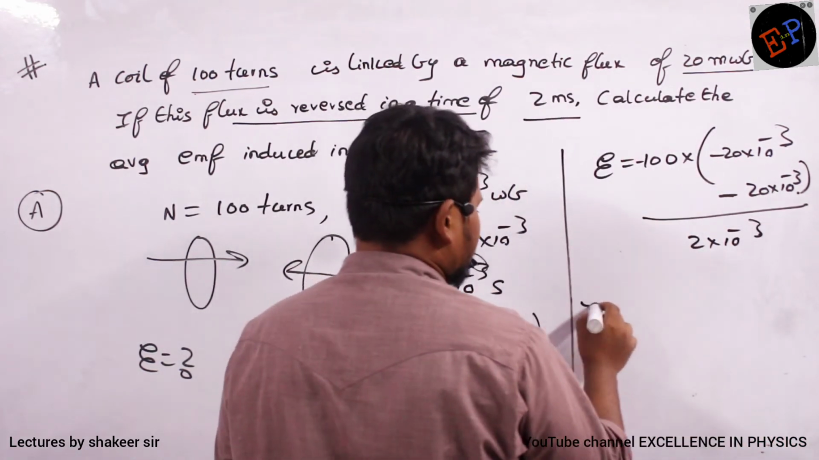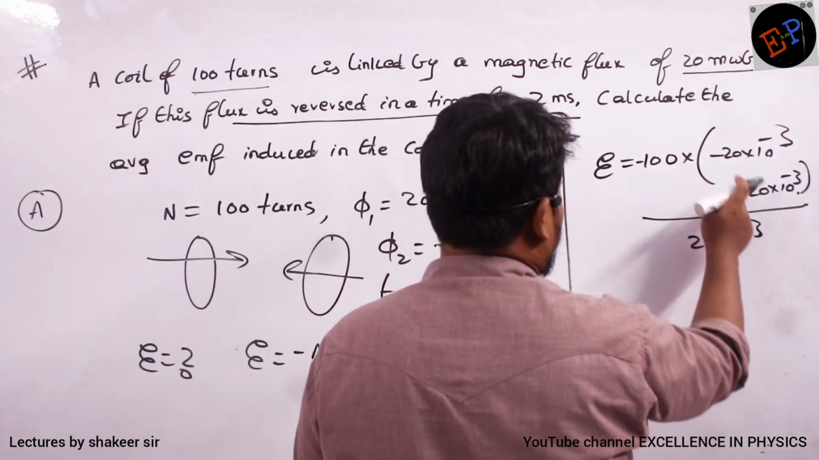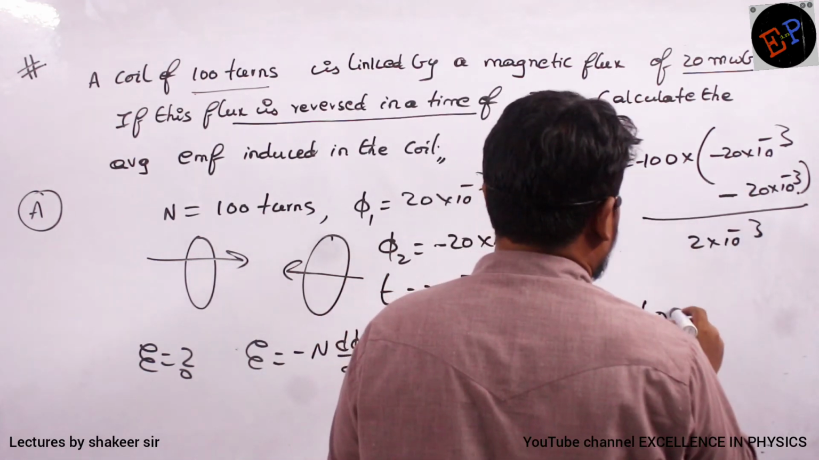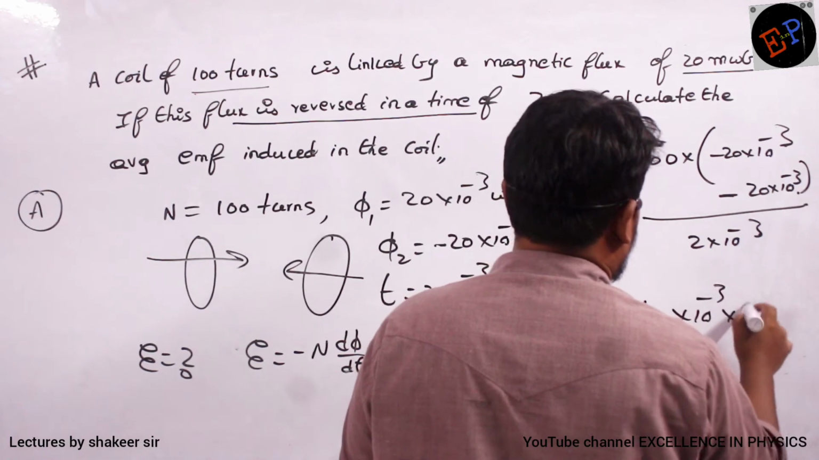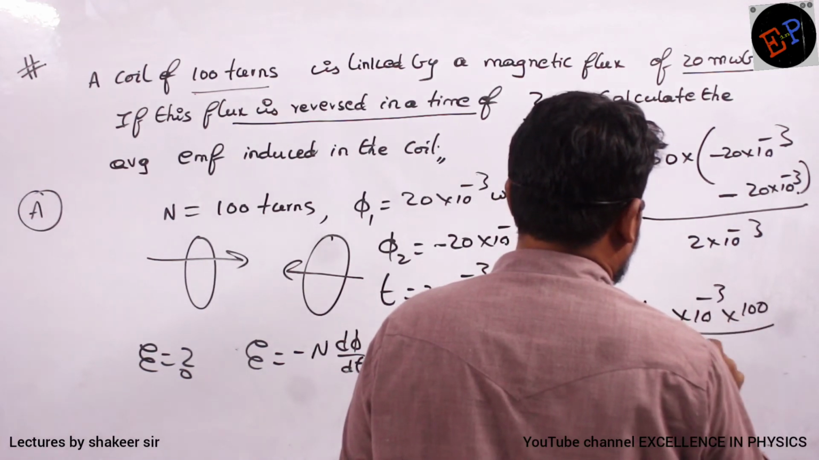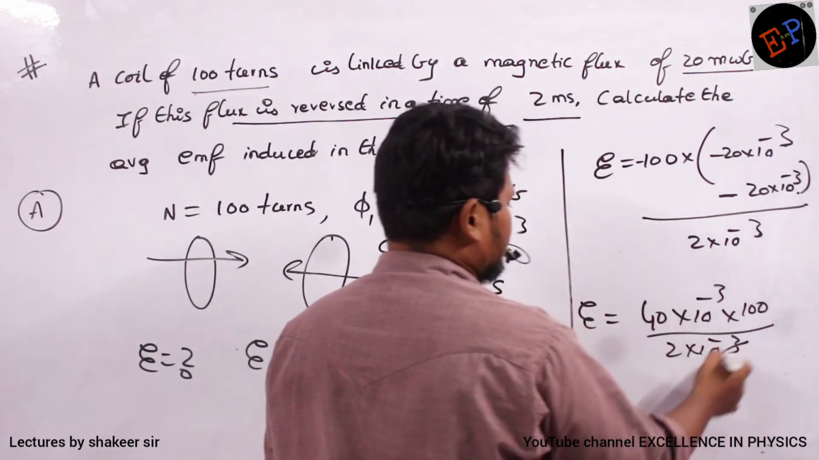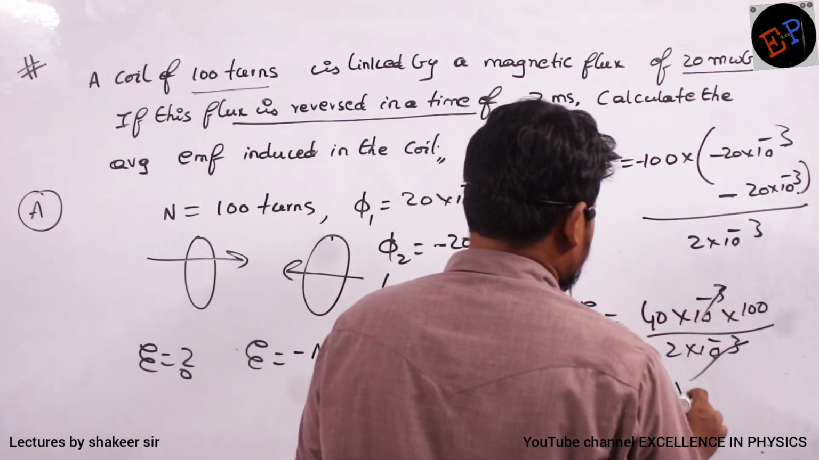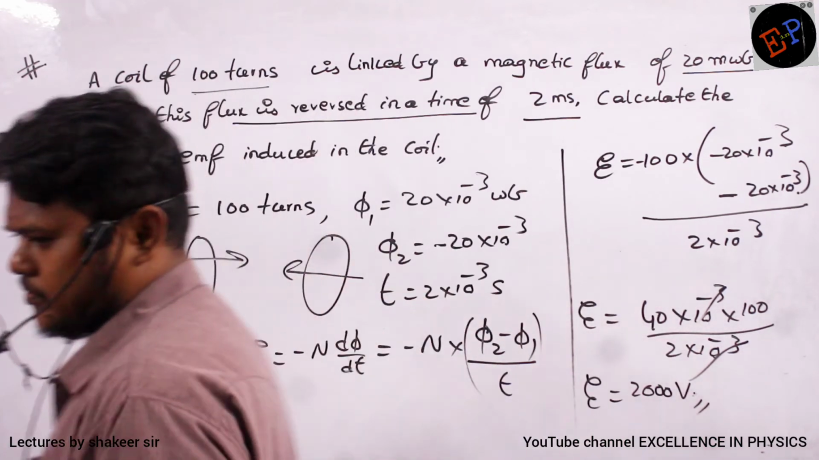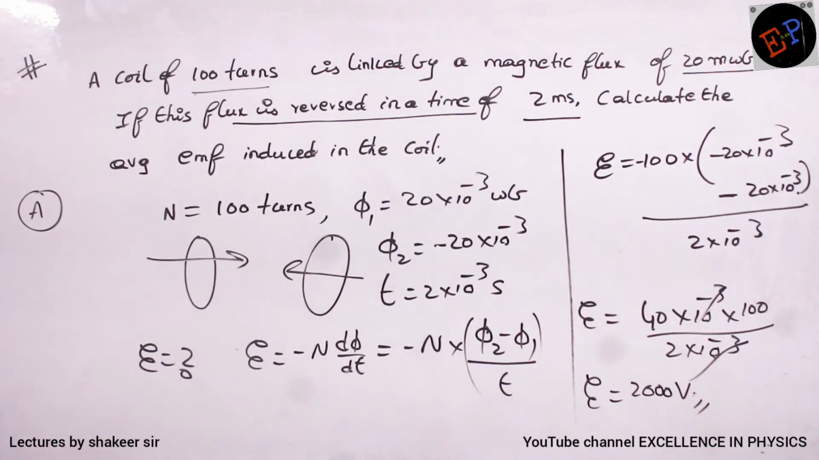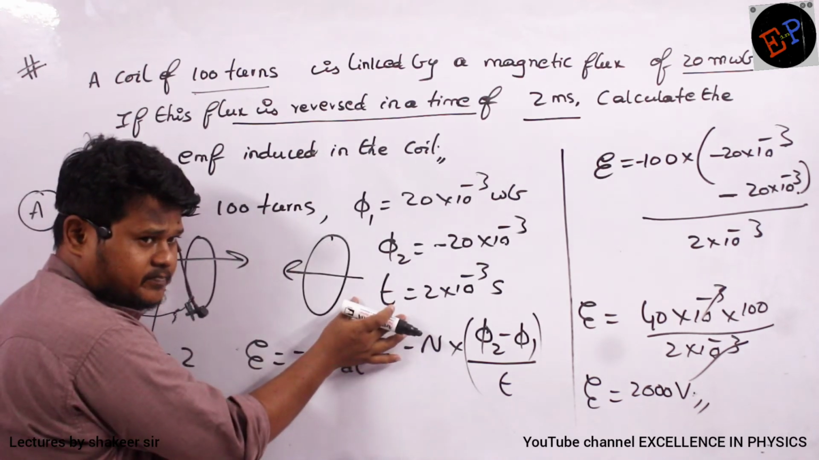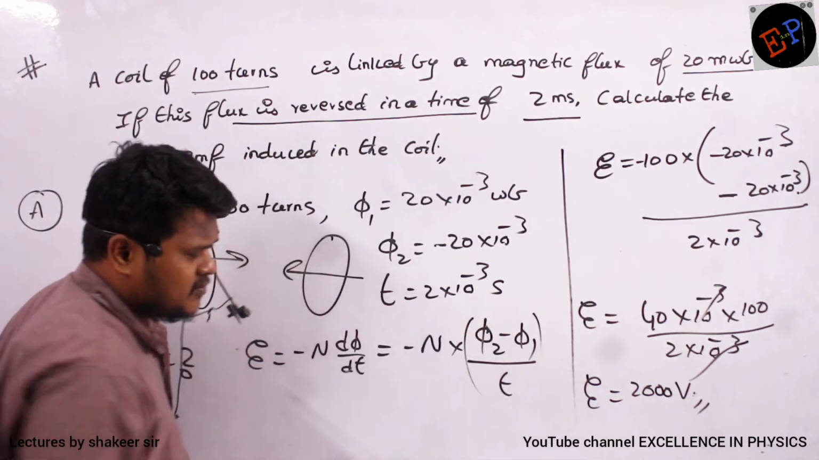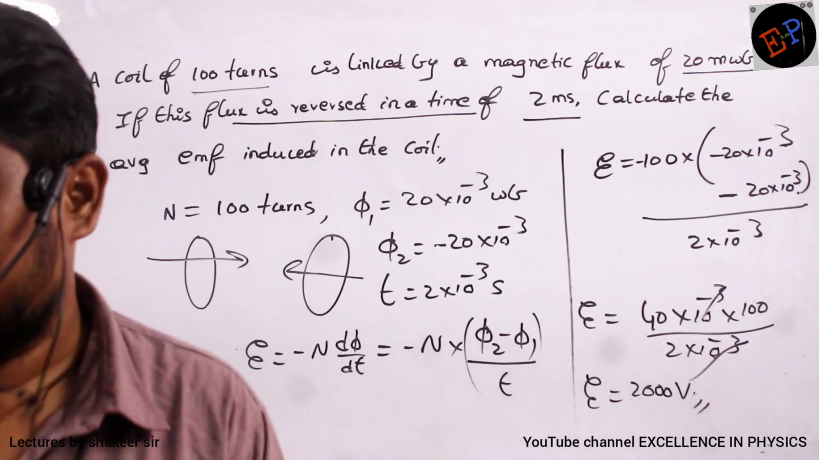Minus minus will get cancelled. So 20 plus 20, 40. 40 into 10 power minus 3 multiplied by 100 divided by 2 into 10 power minus 3. So minus 3 gets cancelled. 4000 by 2 is 2000 volts. That is our answer. Okay? So therefore, if a flux reverses in this much of time, then this much of potential difference will be produced in the circuit. Okay? That's it.